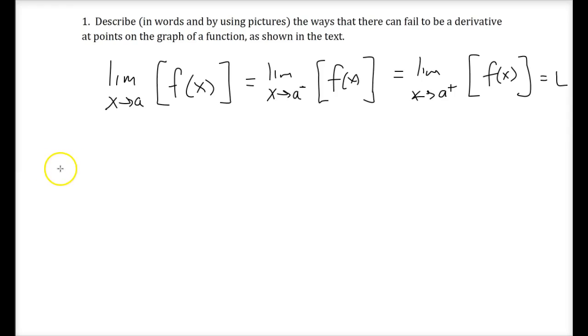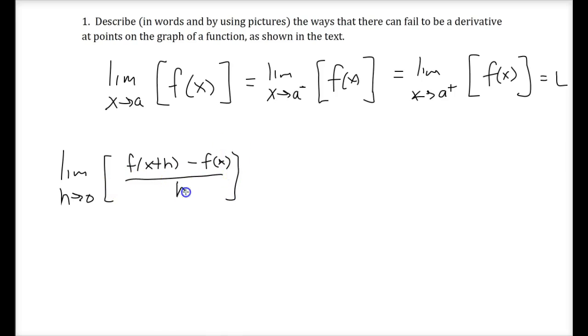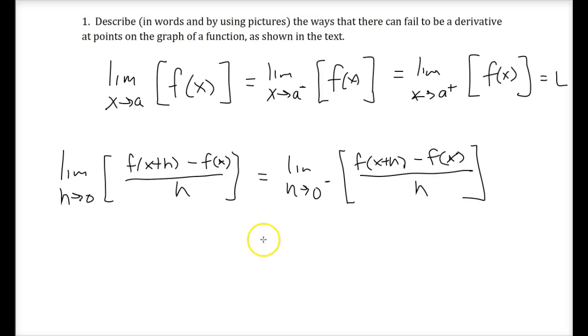Now, in terms of the derivative, we're actually doing the limit of the difference quotient. So when we say this, of course, this is one form of the difference quotient, what we also mean is that the limit as h approaches 0 from the left is going to be the same as the limit as h approaches 0 from the right.